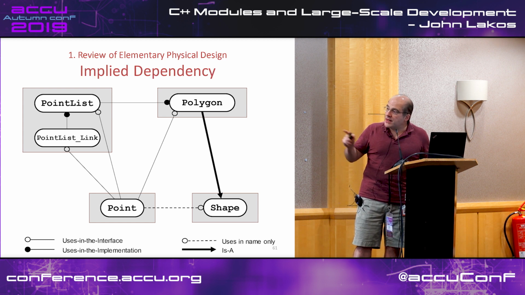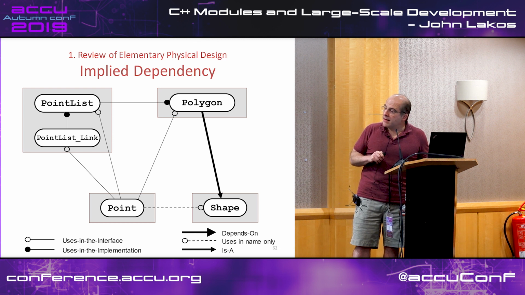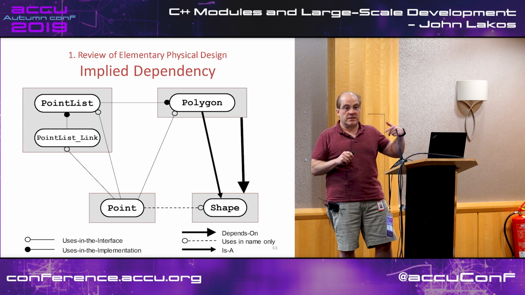So once you have these diagrams, you can infer dependencies. So a polygon is a shape, and therefore a polygon depends on shape. Notice that the arrow is box to box. That's a property of the entire component, aka module. And so modules have physical dependencies that are implied by logical relationships within the modules, also known as components, because they're the same thing, except modules are better, hopefully.